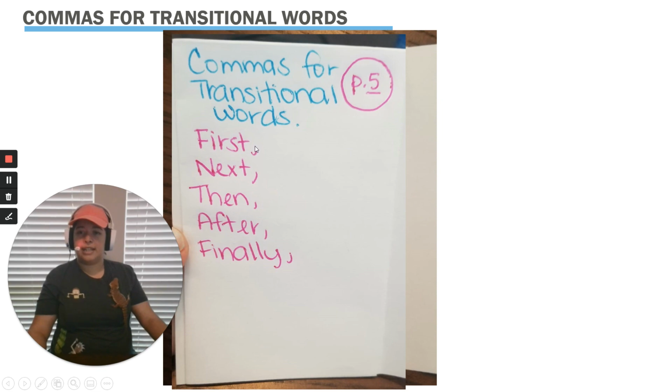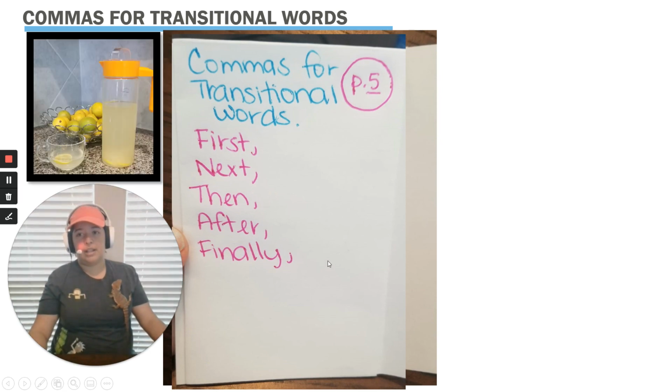So take a look at this: first, then, next, after, and finally. Make sure that after those transitional words, you add a comma to separate the rest of your sentence. So that's the lemonade I was talking about. Those are the words that we use when we wrote the recipes for the lemonade that we created in the classroom.